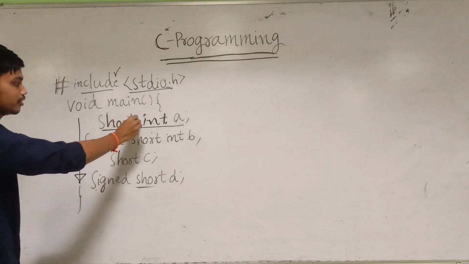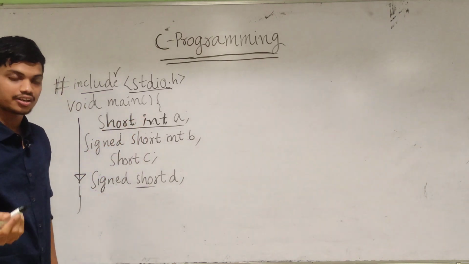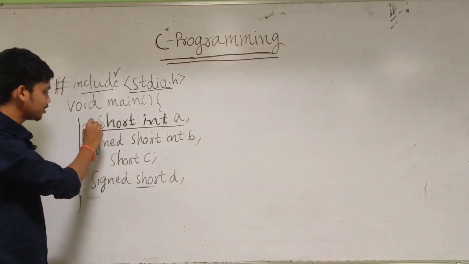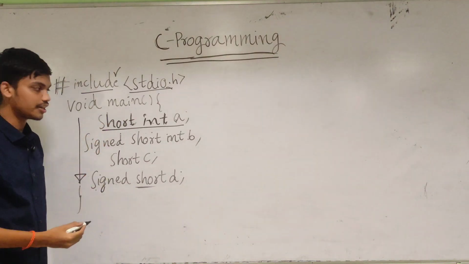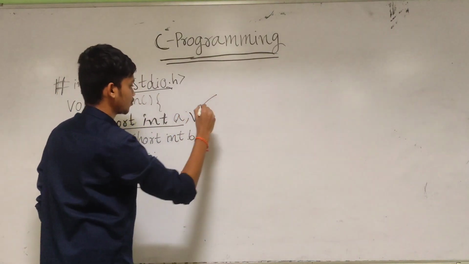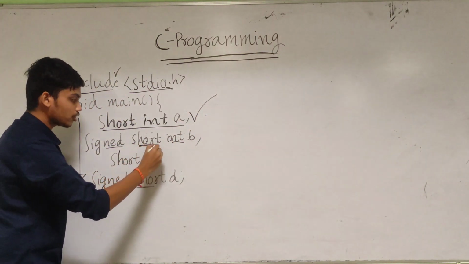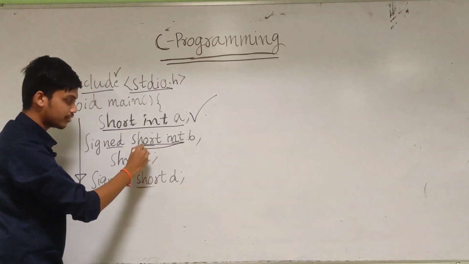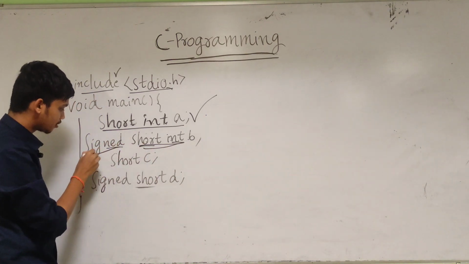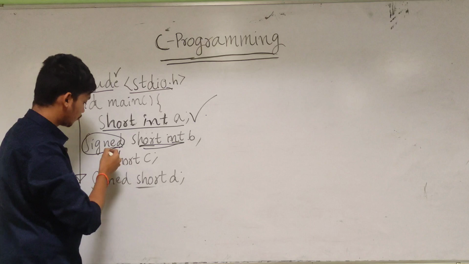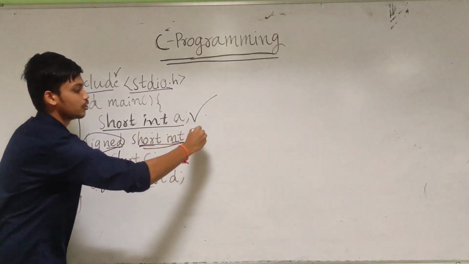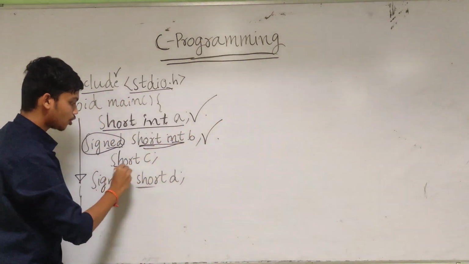I have told you already that short int is a predefined data type within int. Signed is not needed because it is signed by default. So, this is correct. And now, signed short int b, is it correct? Short int is a defined data type within int and signed is assigned as default. If you write that also, no problem. So this is correct. And you see short c, is it correct?